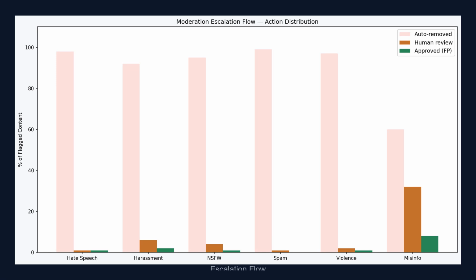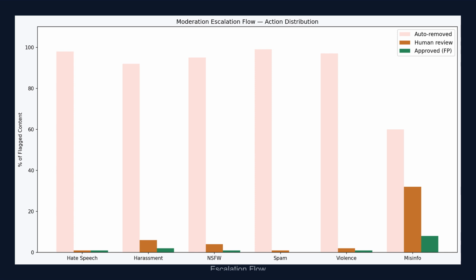The escalation flow chart shows action distribution broken down by violation category: auto removed, sent for human review, and approved after review. Hate speech and harassment show the highest auto removal rates, which makes sense. These categories tend to have clear linguistic signals the model can identify with high confidence. NSFW content and spam shift more toward human review, reflecting greater ambiguity in those categories. Violence and misinformation show the most nuanced distribution, with a meaningful fraction requiring human judgment.